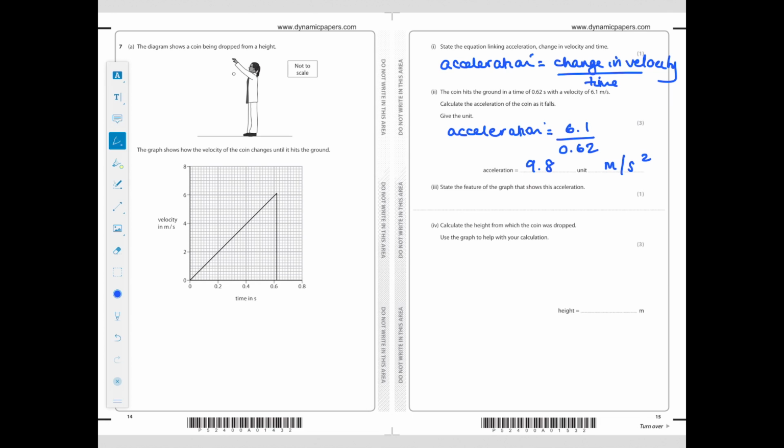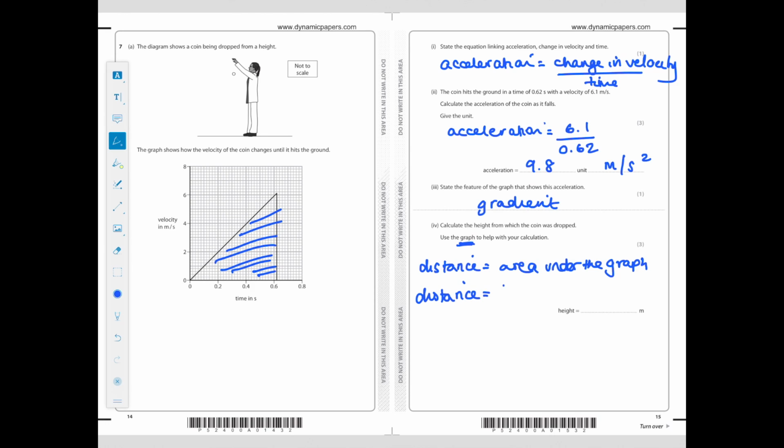State the feature on the graph that shows this acceleration. Well, you have a velocity time graph, which means that acceleration is given by the graph's gradient. Calculate the height from which the coin was dropped and use the graph to help you with your calculation. Right, there's the clue. It's a velocity time graph, so our height or distance travelled, remember they're the same thing, is the area under the graph. So we're looking for this area here. Now it's a triangle, which is why we need to have a half in our calculation. Let's look at this measurement along here. That's 0.62.